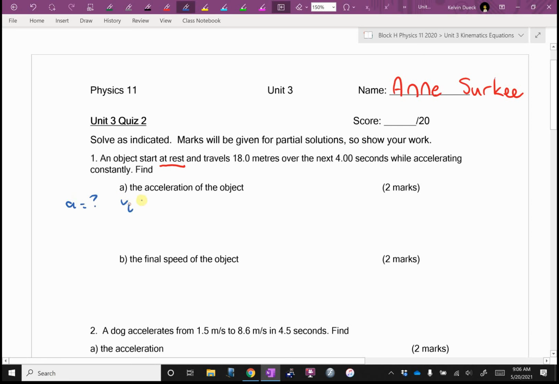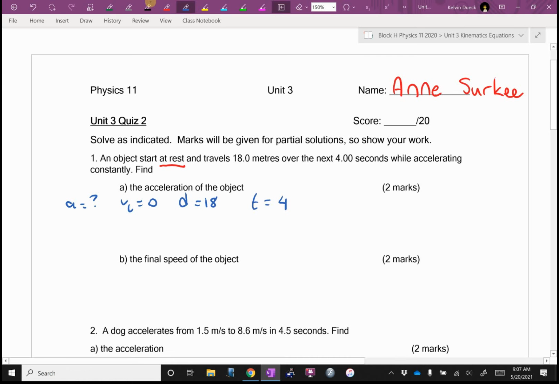Looks like vi equals 0. d is 18. Do I need to make that 18 negative? Have I ended up behind or below where I started? No, then I think I'm okay. And t equals 4. I'm looking for an equation that has an a, a vi, a d, and a t in it. There is one. Liam, which equation, my friend? And you didn't even bother reading the VIT. I was all set to say, don't waste my time, but that was good.